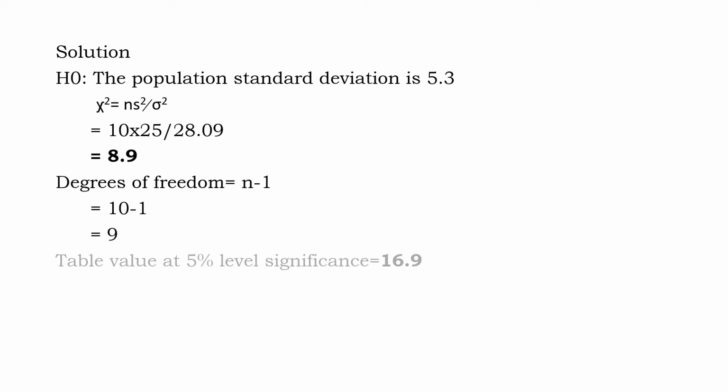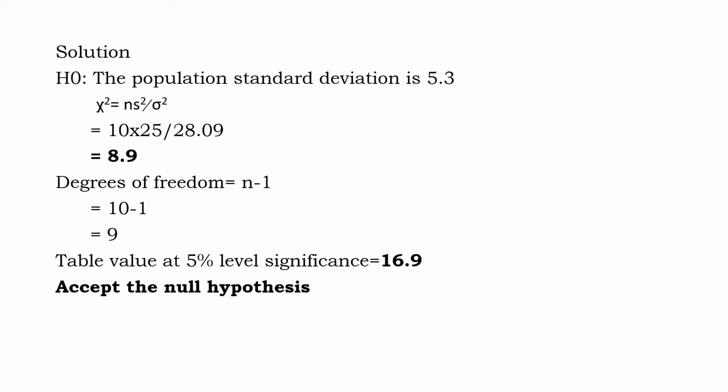10 minus 1, 9. The table value at 5% level of significance is 16.9 for 9 degrees of freedom. When you compare the calculated chi-square value and the table value, you know that the calculated value is less than the table value. So what we have to do? We have to accept the null hypothesis, that is, the standard deviation of the population is 5.3. So testing the population variance in chi-square is very simple. Hope you all have understood the chi-square test fully.